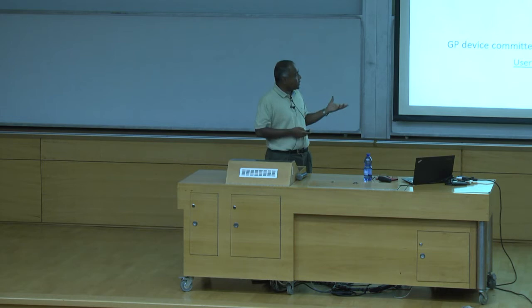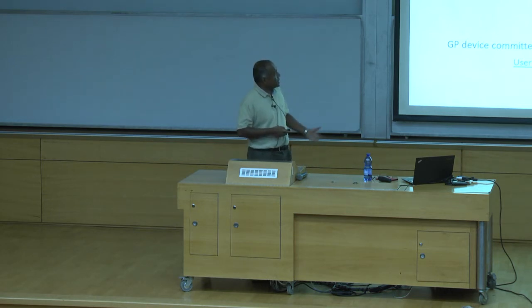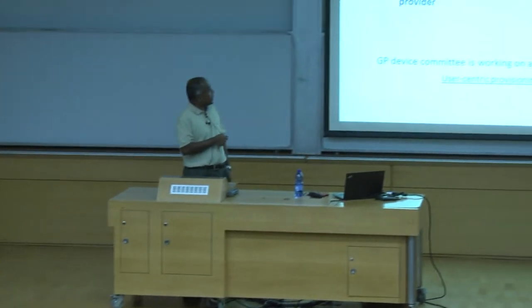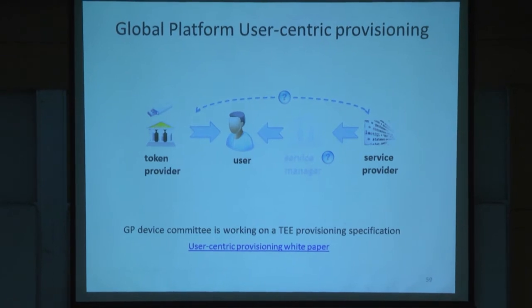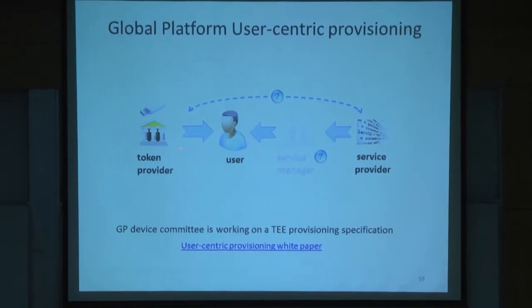So they have a white paper. They don't have a specification yet. But essentially, they are trying to address this problem: you have a user and you get your trusted execution environment, which could be a separate token like a smart card or USB, or maybe your device, maybe your phone. So you get that from one source. And the current model is that you have a service provider who wants to send you a trusted application, and that comes via some kind of service manager. And how do you get rid of the service manager and say that this user can get trusted applications from any service provider? That's the spirit behind this user-centric provisioning, but there is no standard for this as yet.